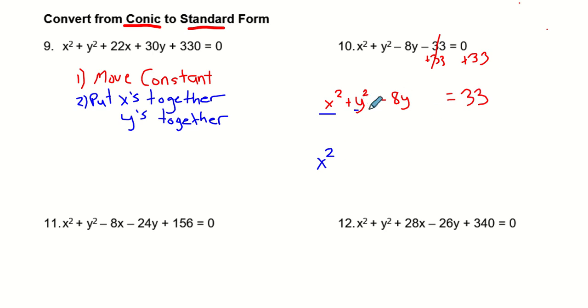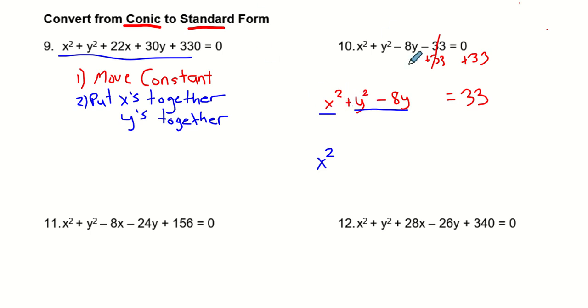Here we already have the y's together. Sometimes, like if you look up here, you'll have to move the 22x next to x squared, and you'll have to move the 30y next to y squared. But here you don't have to do that. So what we're going to do now is complete the square with the y. Again, we don't have to do it with the x squared because there's no plus 5x or something like that.